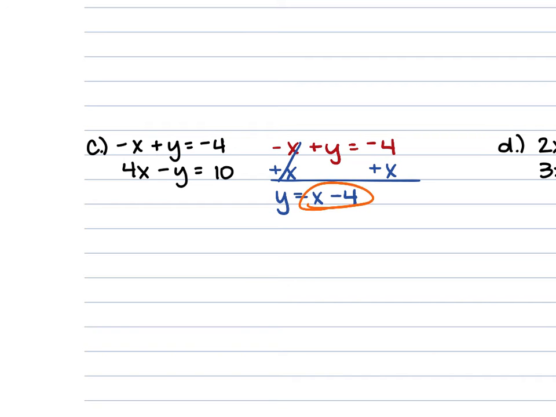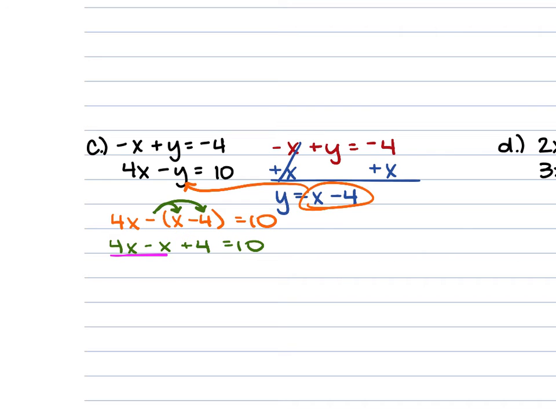I'm going to plug this x minus 4 in for y in my second equation, since I have not worked with that one yet. So this is going to give me 4x minus (x minus 4) is equal to 10. Be careful with this. As you can see, I kept my x minus 4 in parentheses because I have a negative in front of it, which means I'm going to distribute that negative to both terms inside that set of parentheses. I'm going to be left with 4x minus x plus 4 is equal to 10.